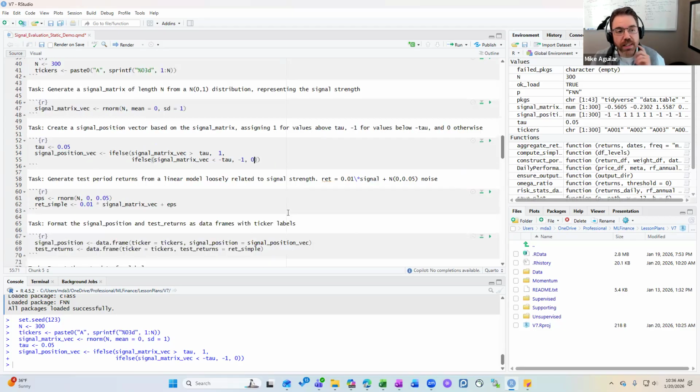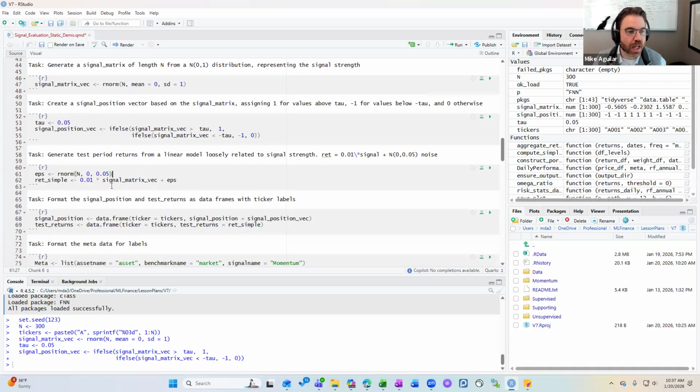Okay, so then what I want to do is take that signal vector and apply it to some returns in the test period. I'll just simulate some returns. I'll use rnorm again, of 300, that's the N, with 0.05 standard deviation, just floating around. The simple return is 0.01 times whatever is the size of the signal that we defined before, plus some random noise. So the returns on the asset are 0.01 times the size of the signal.